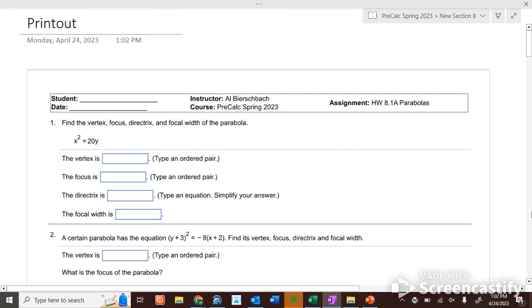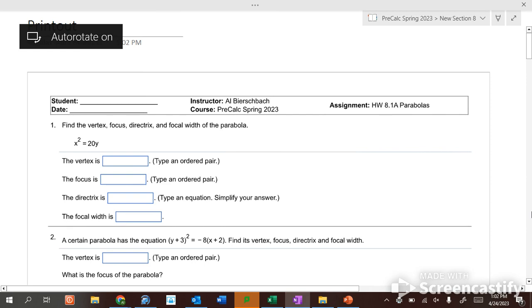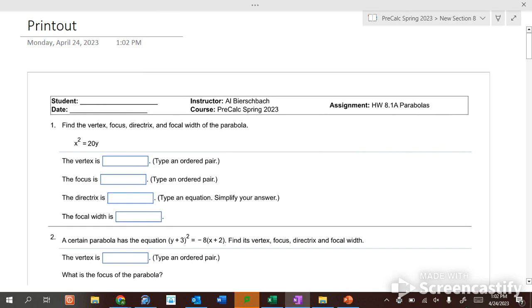Okay. So on this first one, it says x squared equals 20y. I like to write it as y equals 1/20th x squared. So it's 1 over 4p equals 1 over 20. So what would p equal?